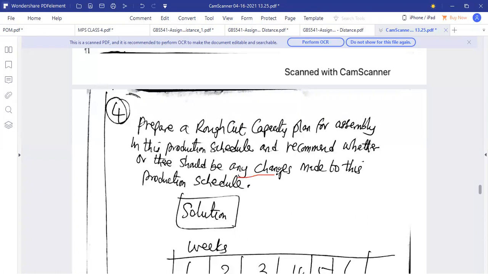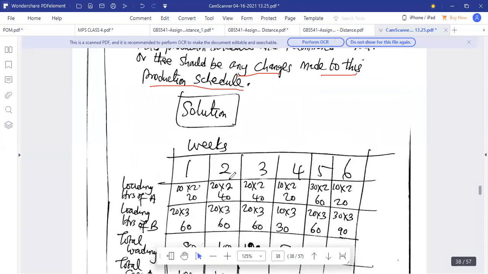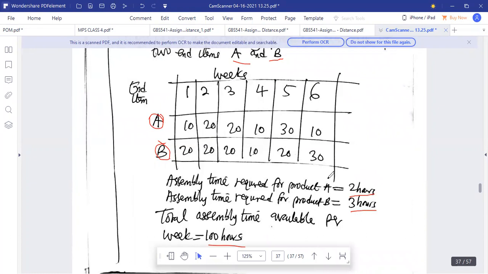So on the solution, we need to go and check the loading hours of A. So loading hours of A, for production per hour of A is 2 hours. Okay, the unit is 2 hours.